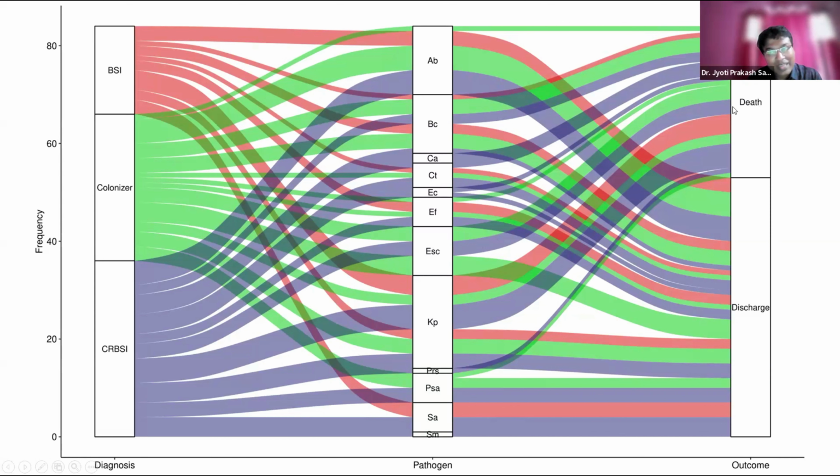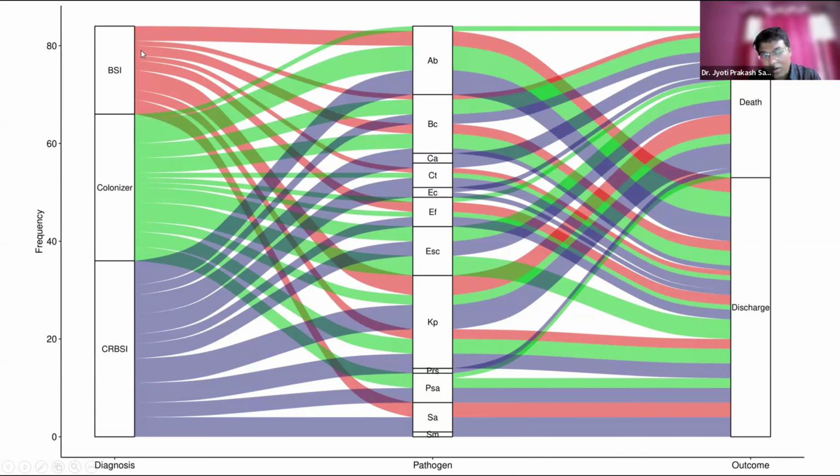Suppose we focus on death only, or the outcome only. Just focus on the outcome and we trace back to the infection. Outcome and infection. Most of the participants with BSI, colonizer, and CRBSI were discharged.